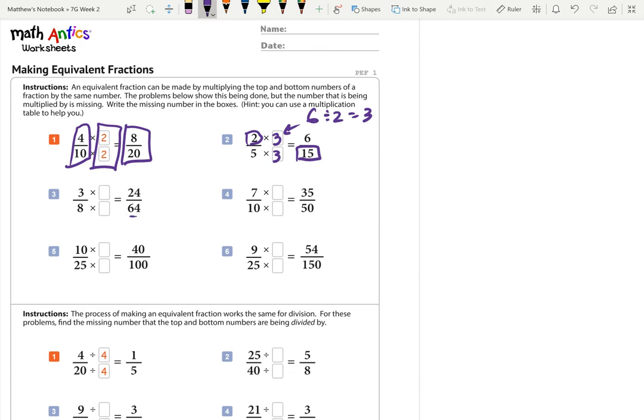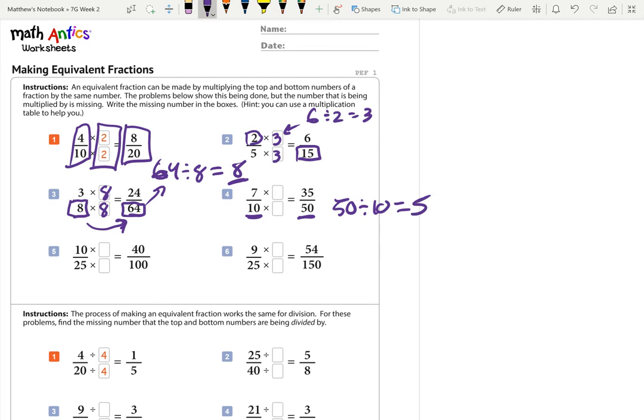All right, here we are again. From 8 to 64, what would I have to multiply 8 by? It's kind of a tough one, so I'm going to do 64, my final answer, divided by 8 to figure out what I would need to multiply by. So I'm working backwards here to figure out I'd multiply by 8. Multiply the top number by the same thing. Again, I'm going to start with my answer, divide by 10. Find that I have to multiply by 5 to get from 10 to 50. And then I need to multiply my top number by the same thing to get to 35.